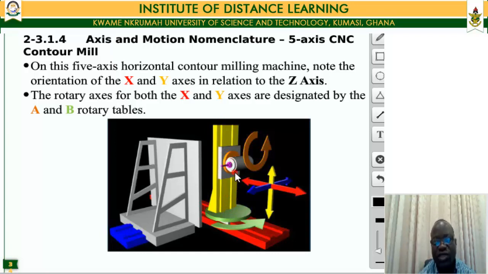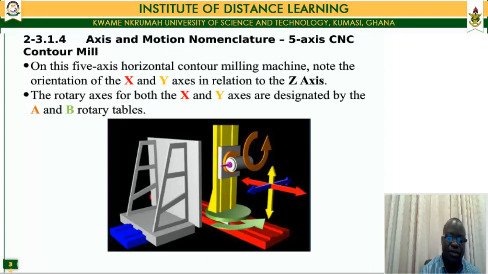Now you can also have the spindle itself rotating about its own axis. Okay, and also you can have it in this direction, that is rotating about here. That is, so you have, apart from the x, y, z axis, which is the 3 axis, you can have a 4th axis, you can have a 5th axis. So you can have a rotation of the spindle this way, and then you can have a rotation of the whole unit which carries the spindle.